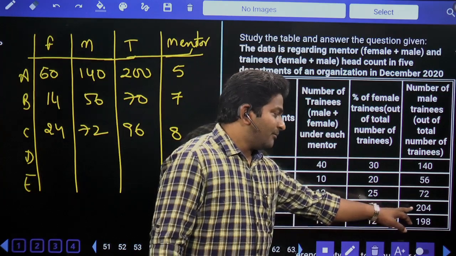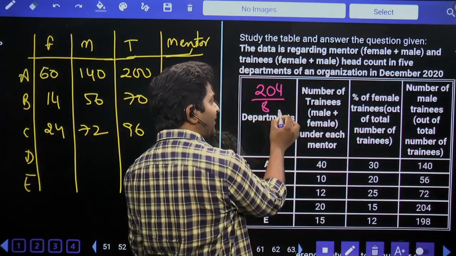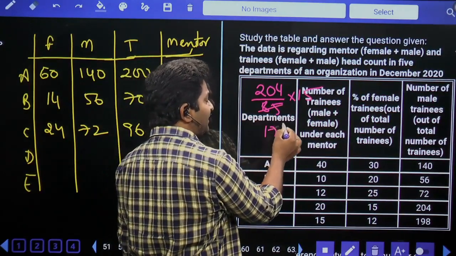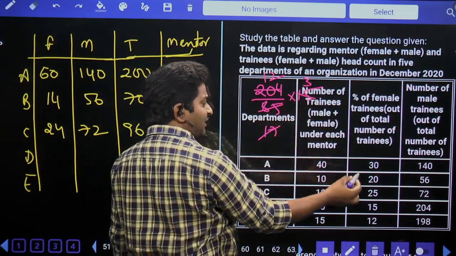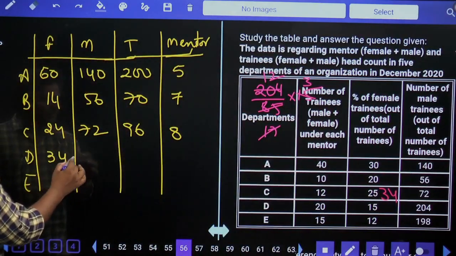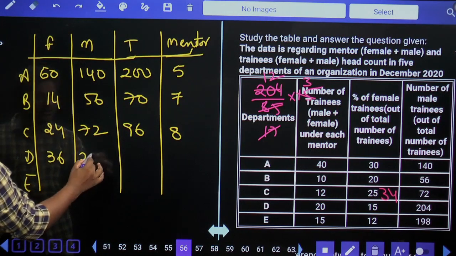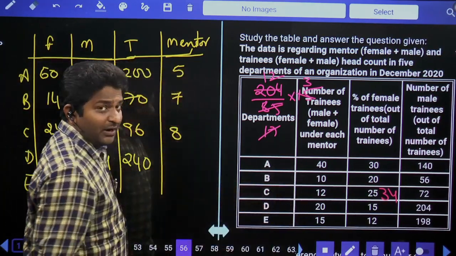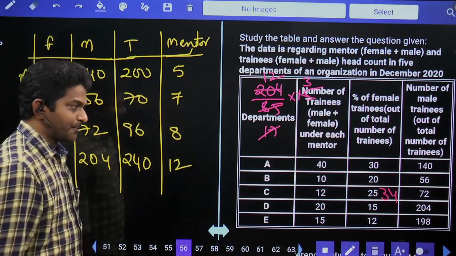15% are female, male are 85%. Then 1% is 204 divided by 85, and female are 15% into 15. 5 17 times, 5 3 times, 17 12 times. 12 into 3, that is 36, and then 204. Total 240 trainees are there. And in D, each mentor will have 20 trainees. So for 240 trainees, we need 12 mentors.